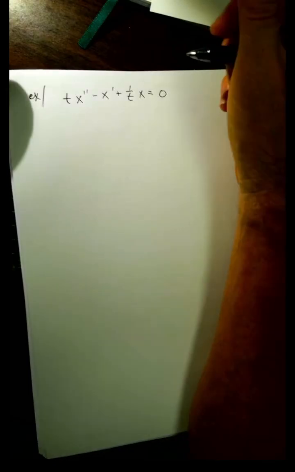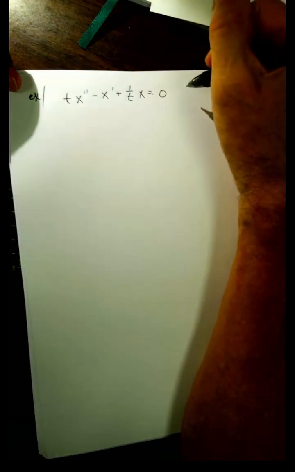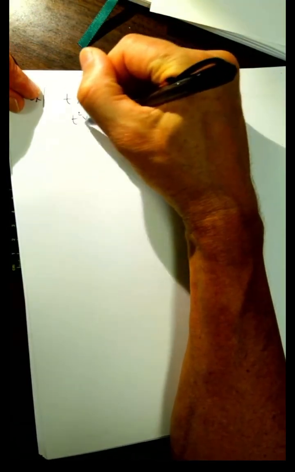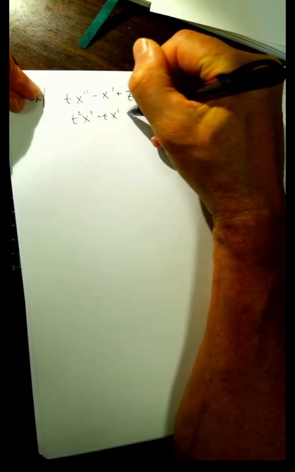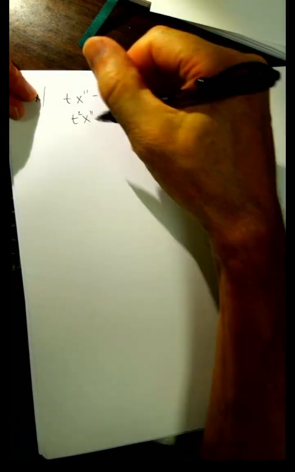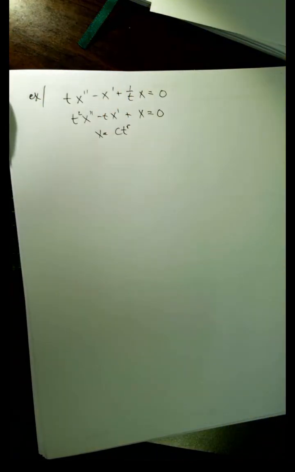So if I have this differential equation, I have to recognize it's not constant coefficient. I'm going to hope it's Euler, Cauchy-Euler. Notice if I multiply everything by t, it is now in Cauchy-Euler form, so life is good. I can make my assumption that x is c times t to the r, so I'm going to take two derivatives and plug it in.